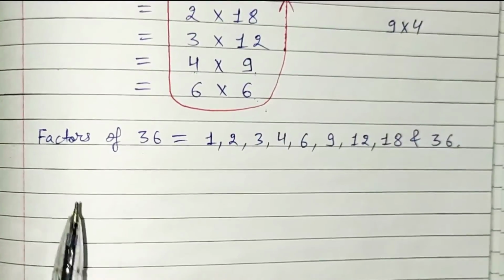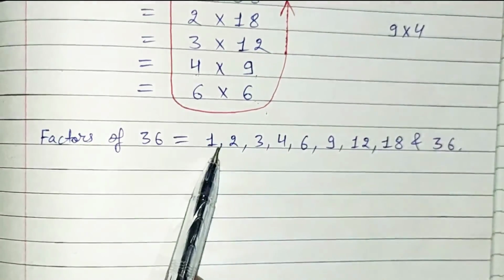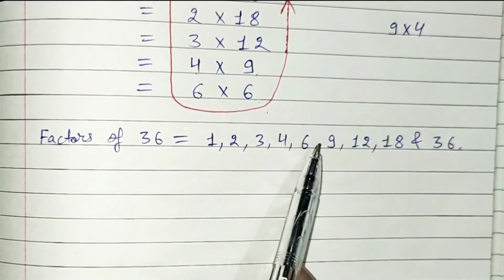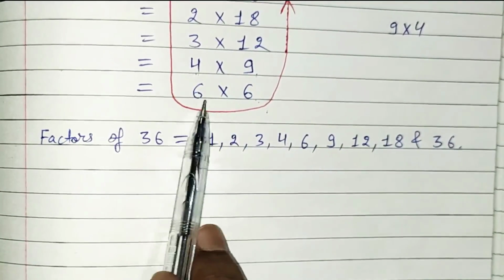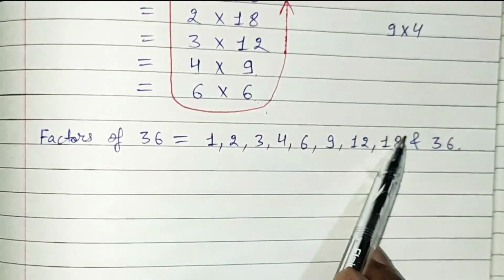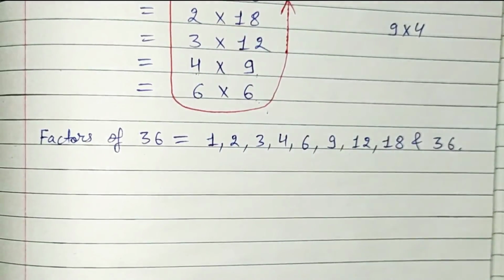So the factors of 36 will be 1, 2, 3, 4, 6, only one time you will have to write 6, 9, 12, 18 and 36.